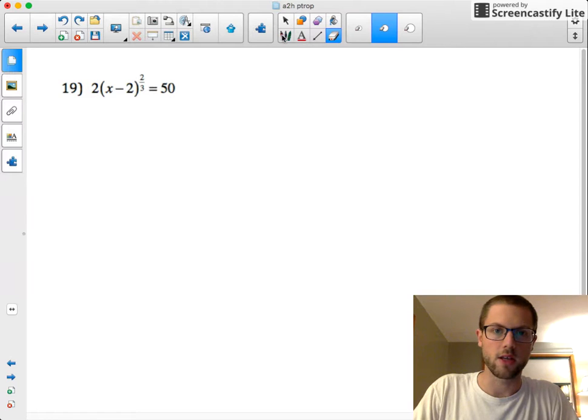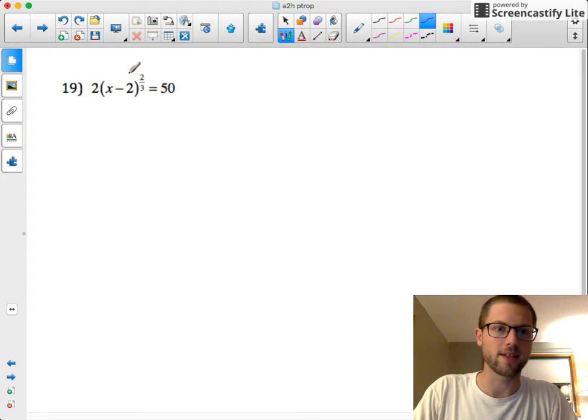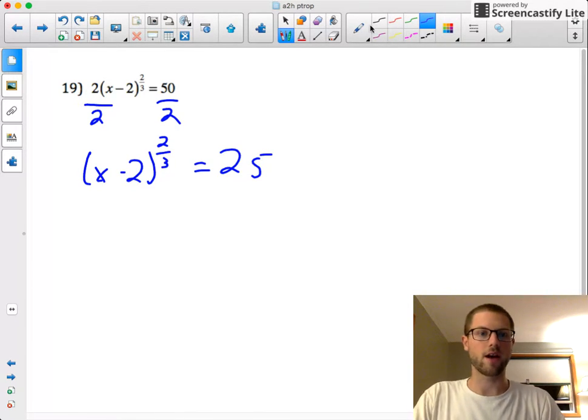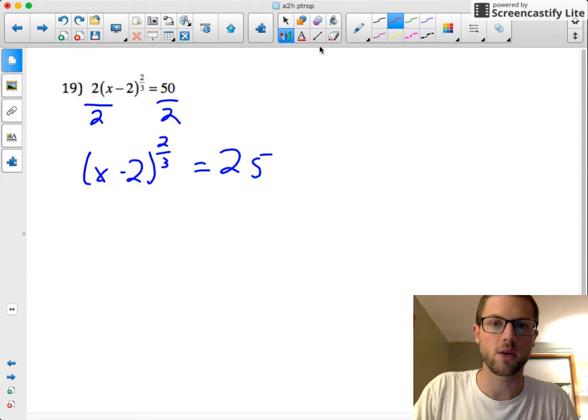So as I'm looking at this, I think the first thing I want to do is handle just this quantity by itself. So I'm going to divide both sides by a 2 here. So I'll get my (x minus 2) all to the 2/3 power, and that's equal to 25. So that's good. Now I've kind of knocked off that 2.